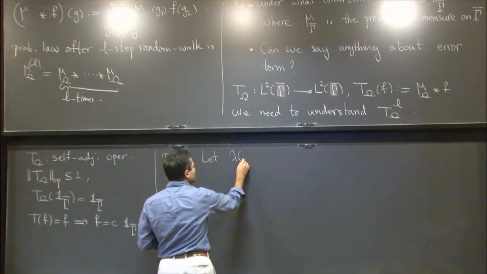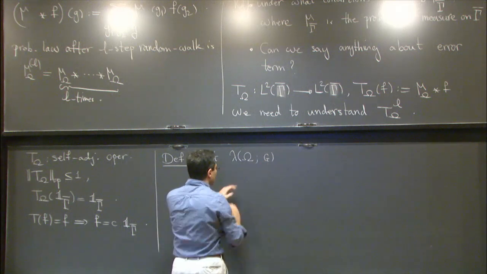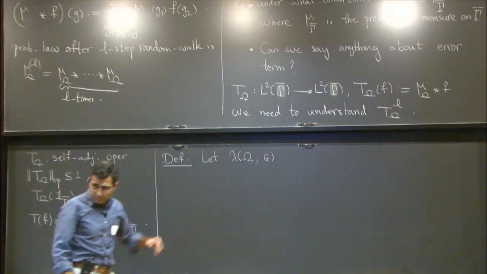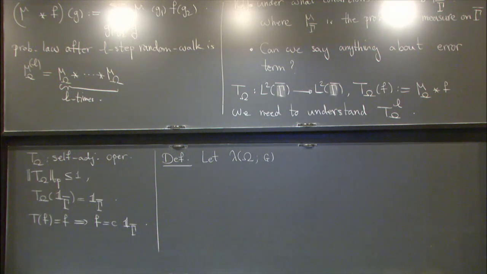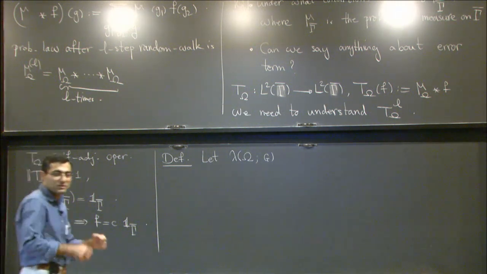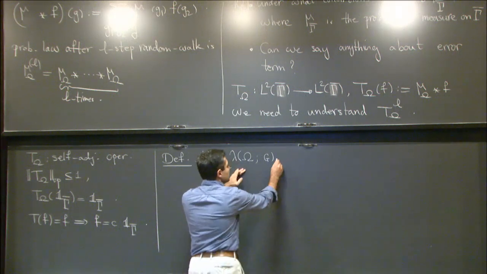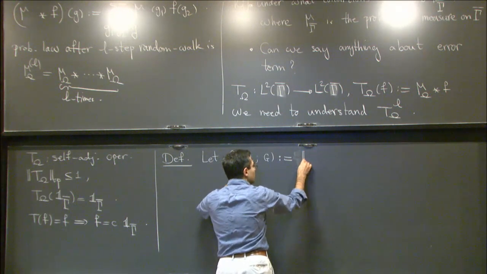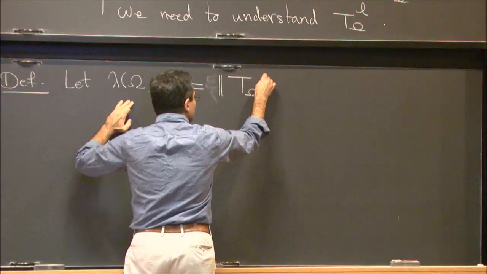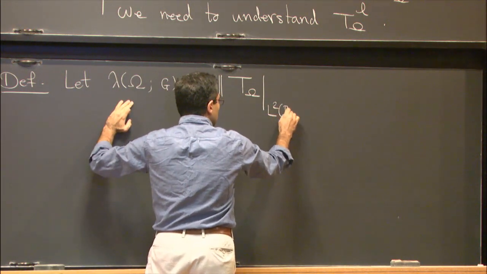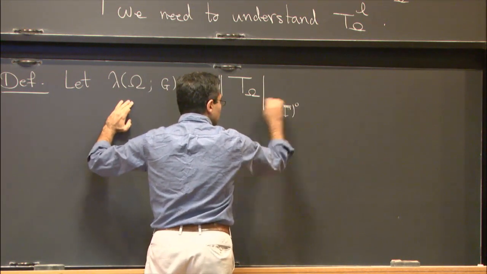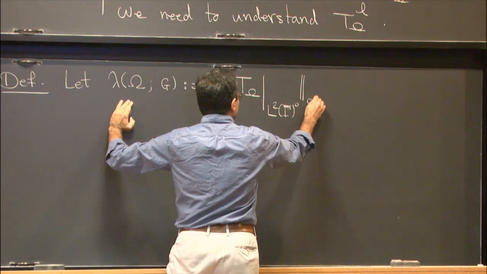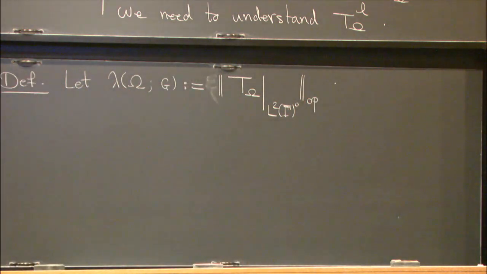So lambda of omega. Here, this is a convention that I'm choosing because of convenience. I'm not assuming that the group generated by omega is dense inside G, but this notation means that I just focus on the closure. This makes the notation less messy. By definition, I will define it as the operator norm of T omega restricted to the L2 of gamma bar, but I forget about the constant function, orthogonal to the constant function.